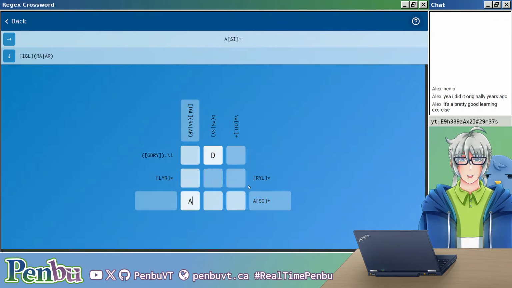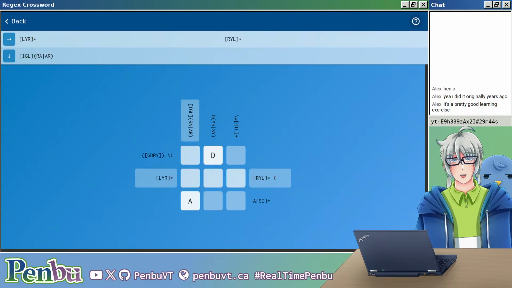Any other constants? This is an A. L, Y, R, R, Y, L. So this is the exact same one.